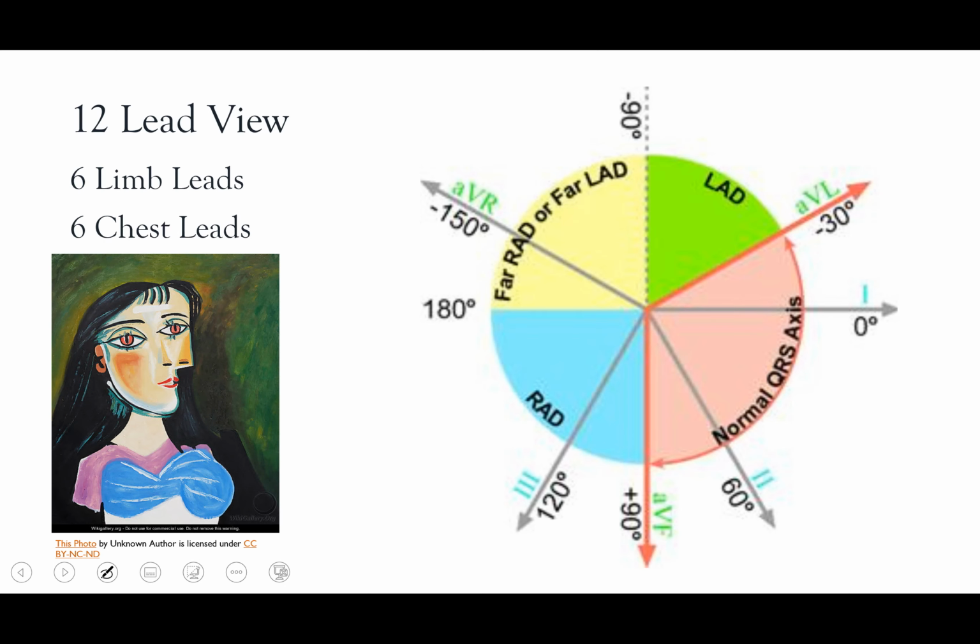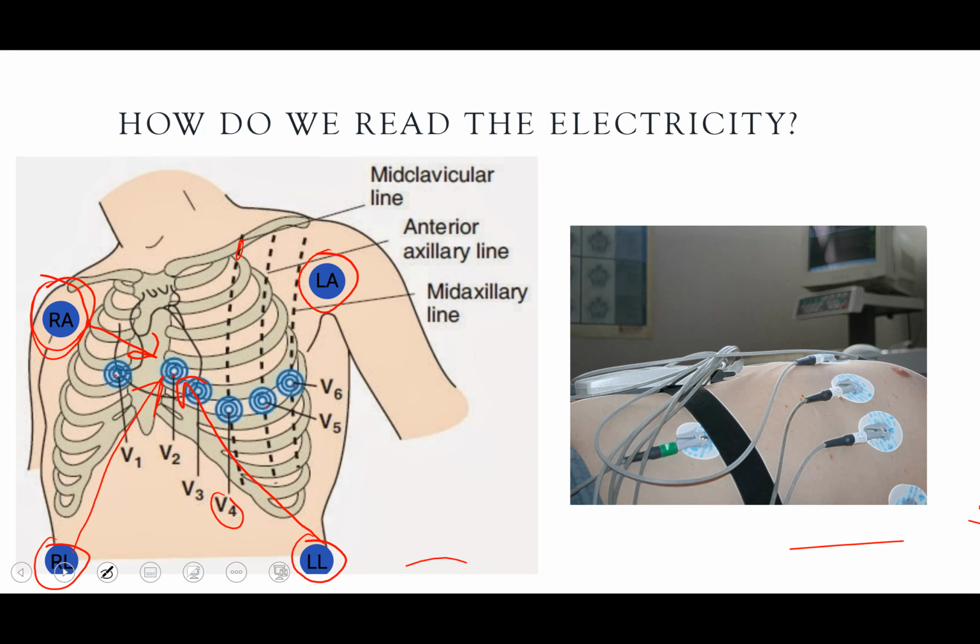So you might wonder, how do we get 12 leads out of, I think I just showed you 10 stickers. And that's just, if we go back real quick, that's because you're looking at what's the electricity going in this direction, from here to here, for example. What's the electricity going in this direction, and this direction, and this direction. So you can see that from those 4 leads, you can actually get 6 directions.